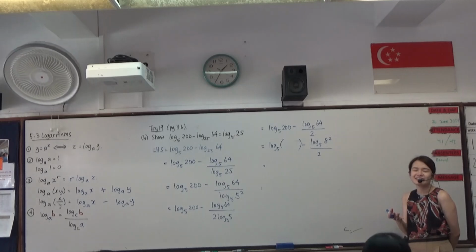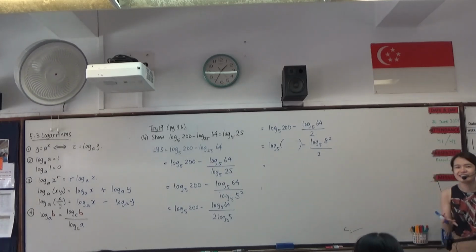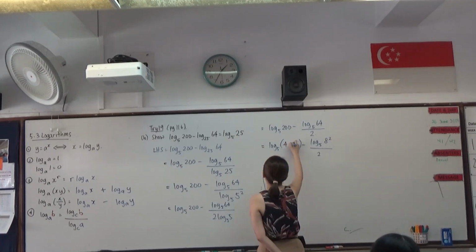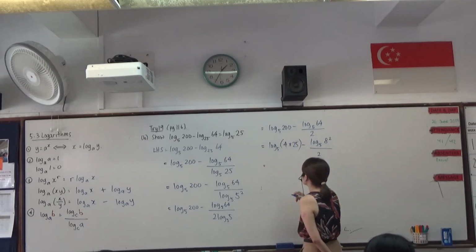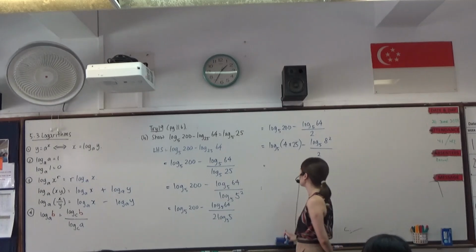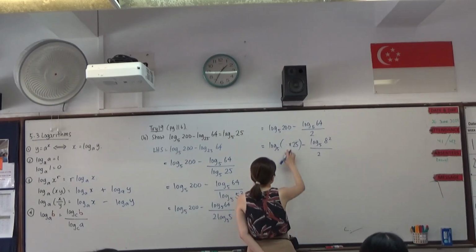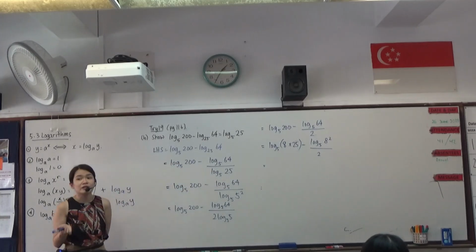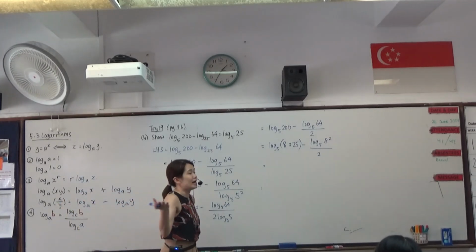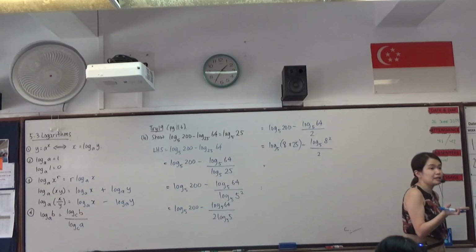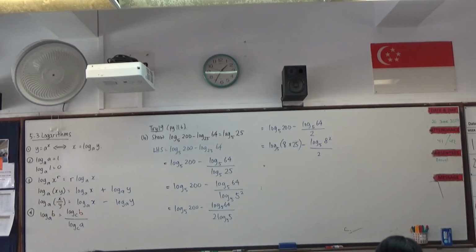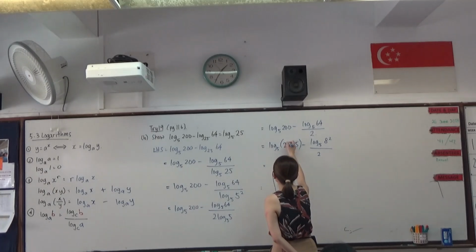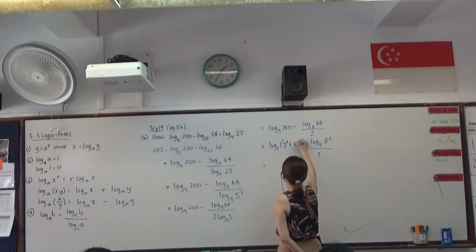2 and 100, yes. Okay, but let's break that down further. Not wrong. 4 and 25? Is it? 8 and 25, right? Okay. So we break 200 into 8 and 25. There's nothing wrong with 2 and 100, just that it's not very helpful. 8 and 25 is helpful because we know 8 is actually 2 cubed and 25 is 5 squared.